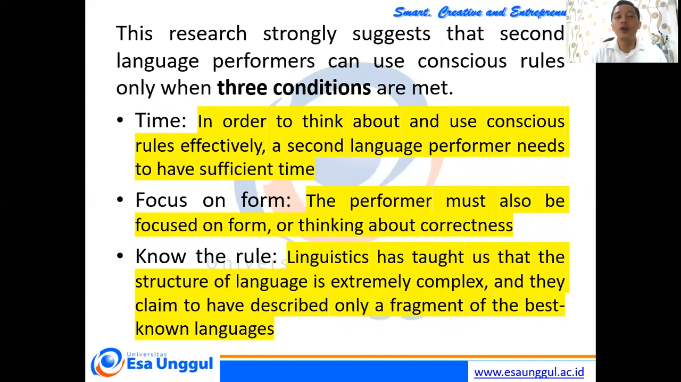According to this hypothesis, there are rules that apply only when three conditions are met. The research strongly suggests that second language performers can use conscious rules only when three conditions are met. Number one is time. Number two is focus on form, and number three is knowing the rule.